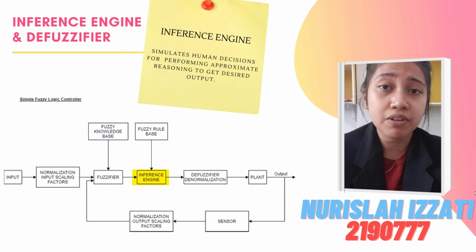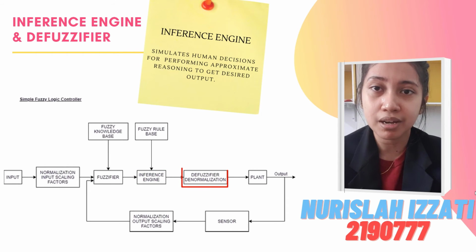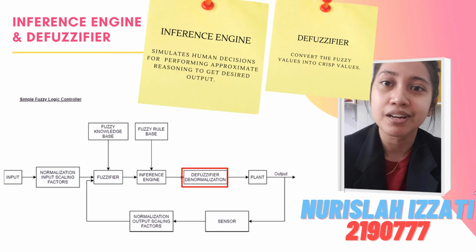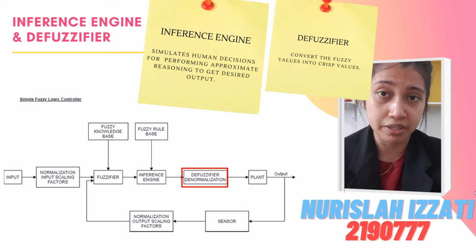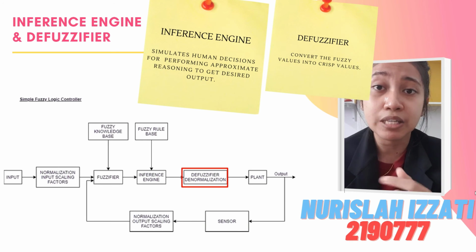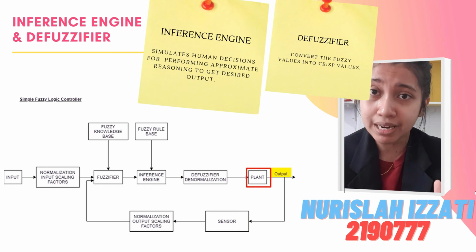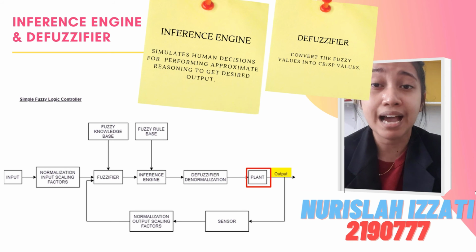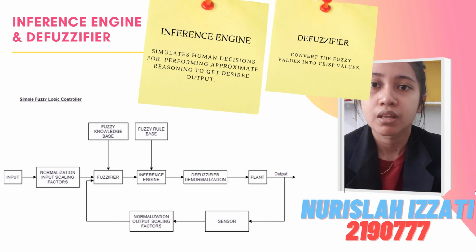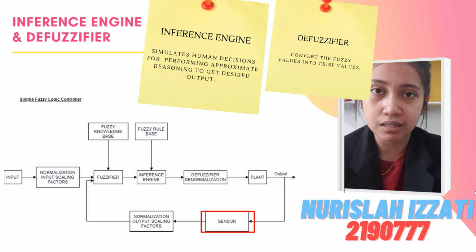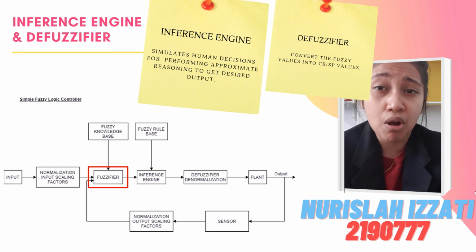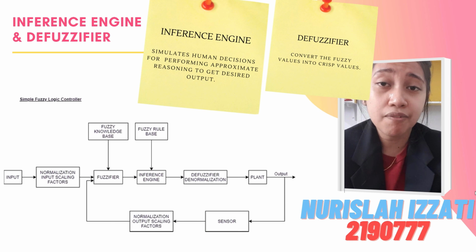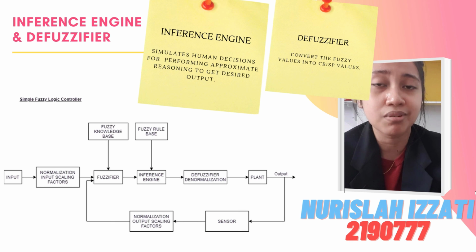And once we receive the fuzzy output, we are going to defuzzify with the help of the defuzzifier. So now, the defuzzifier will convert the fuzzy values into crisp values. So here, the output fuzzy value will be converted into output crisp values, and this is done through the plant and we get the output. Then we have the feedback loop where the output is measured with the help of the sensor, and it will be normalized and scaled and given back to the fuzzifier so we can get the desired response that we require. So as you can see, a fuzzy logic system is a closed loop control system.